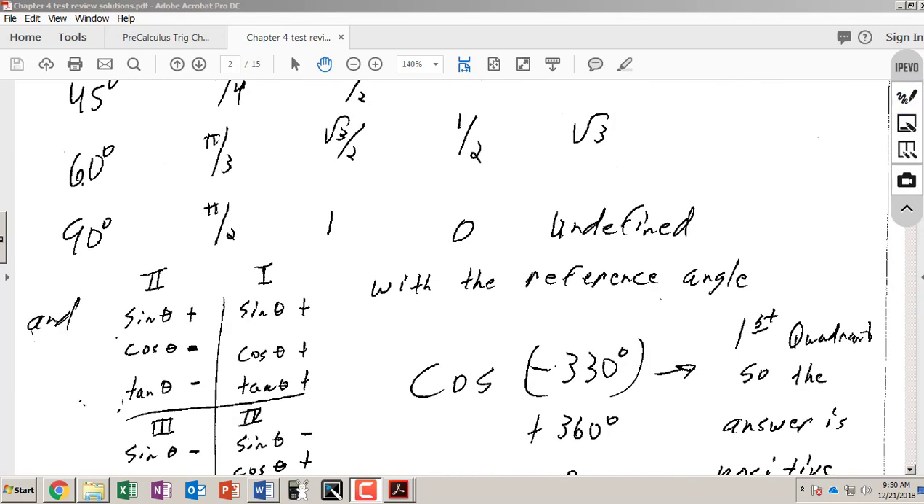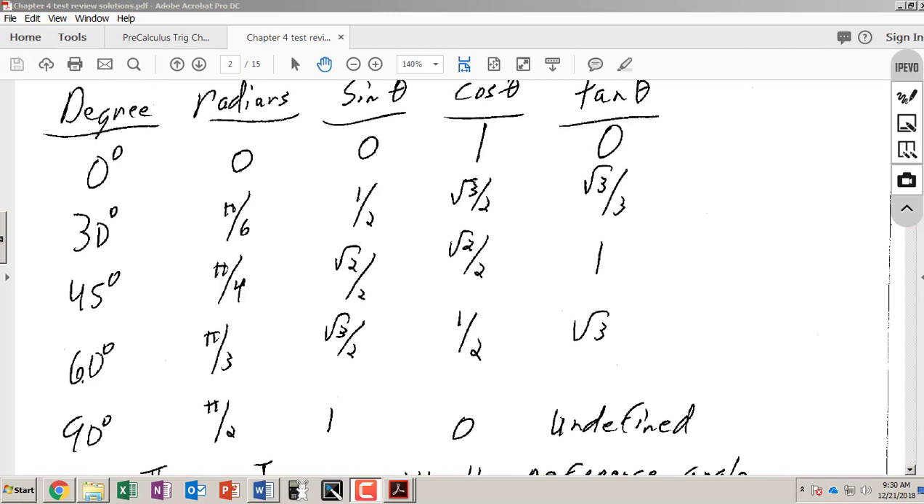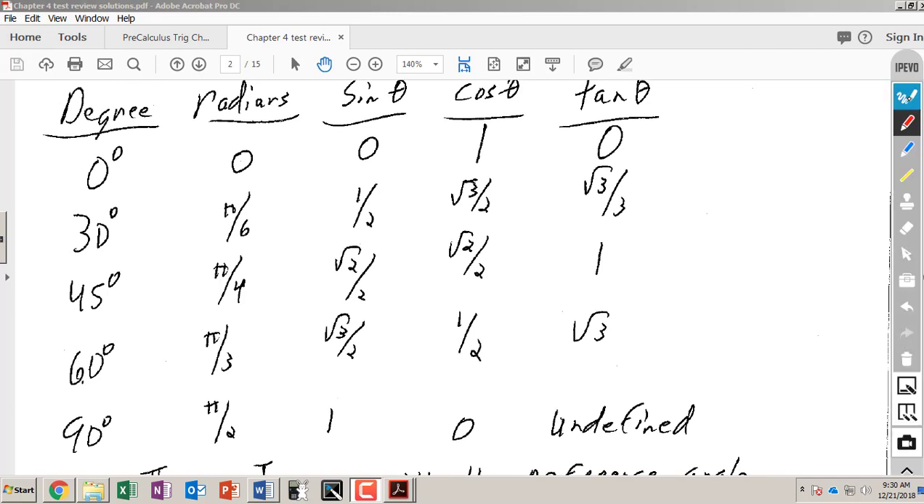So looking at our chart, I scroll up here to my chart. I find pi over 4. I want to know what its sine is. So it looks like the sine is going to be the square root of 2 over 2. So then I come back to my problem.